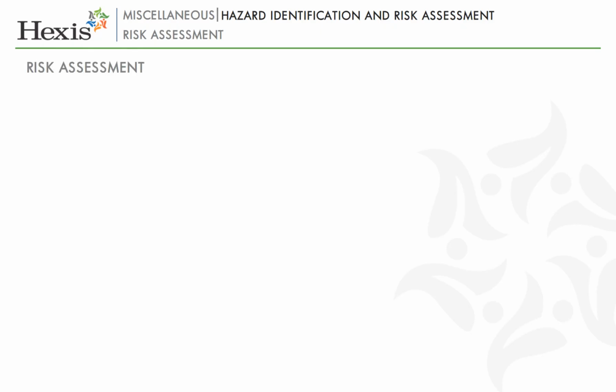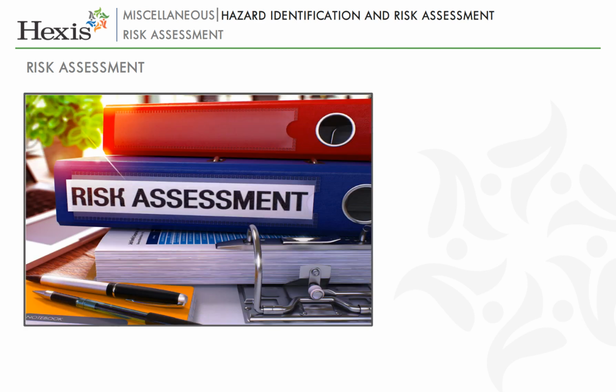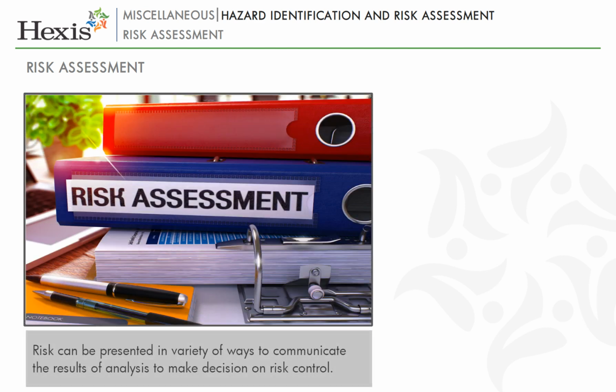In the earlier section, we learned to analyze the risk elements by rating them according to their probability of occurrence and their level of severity. Next, we will understand how to assess the risk. Risk can be presented in a variety of ways to communicate the results of analysis to make decisions on risk control. For risk analysis that uses likelihood and severity in a qualitative method, presenting results in a risk matrix is a very effective way of communicating the distribution of the risk throughout a plant and area in a workplace.